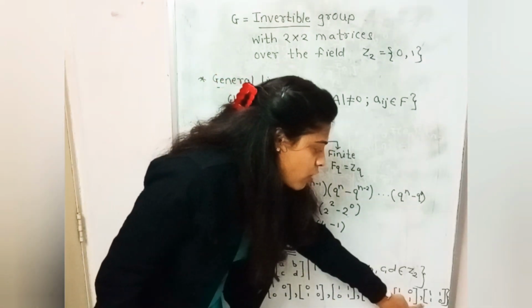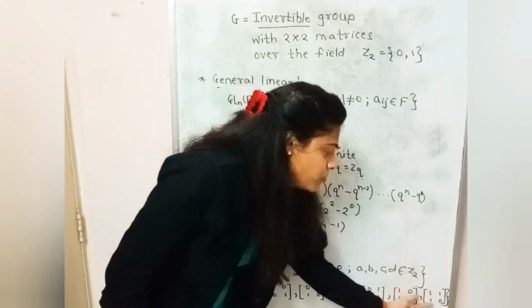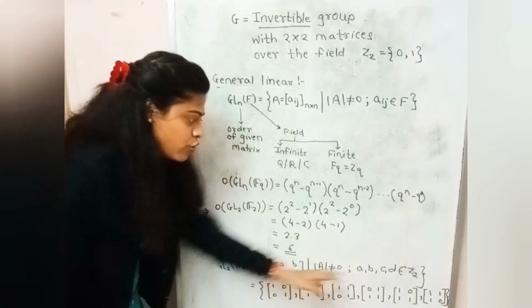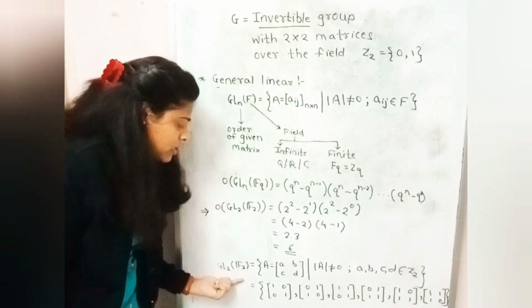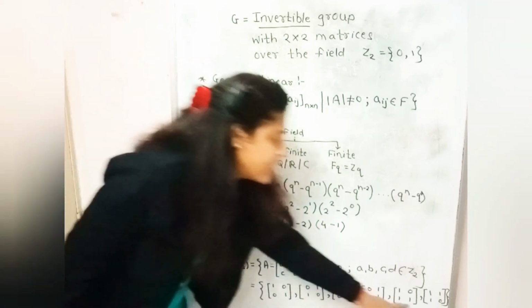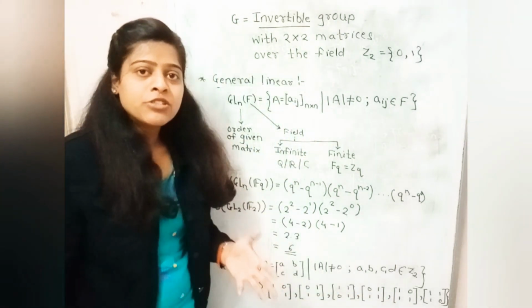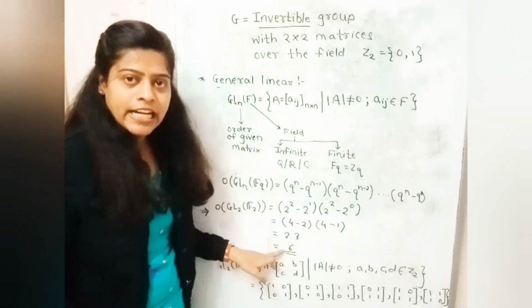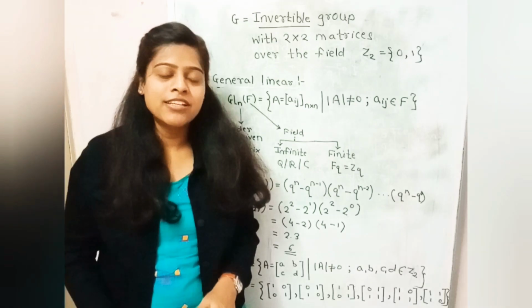Similarly, the last option is 1 1 1 0. Its determinant is minus 1, and minus 1 is not equal to 0. Therefore, the last matrix also belongs to GL2(F2). So these are 6 in number, which we have already found by this formula. Therefore, 6 is the correct answer. Therefore, option number 1 is true.